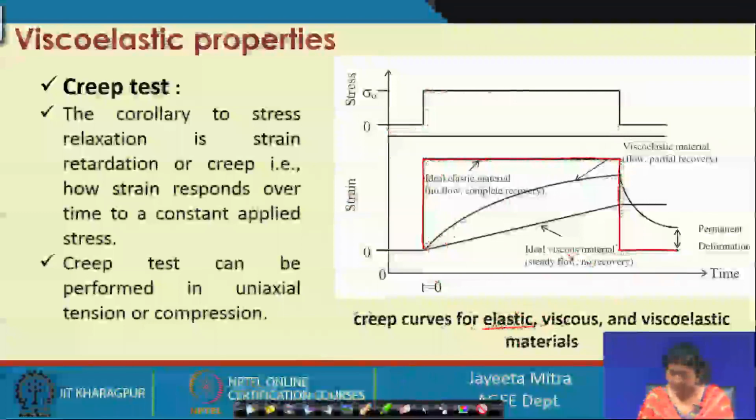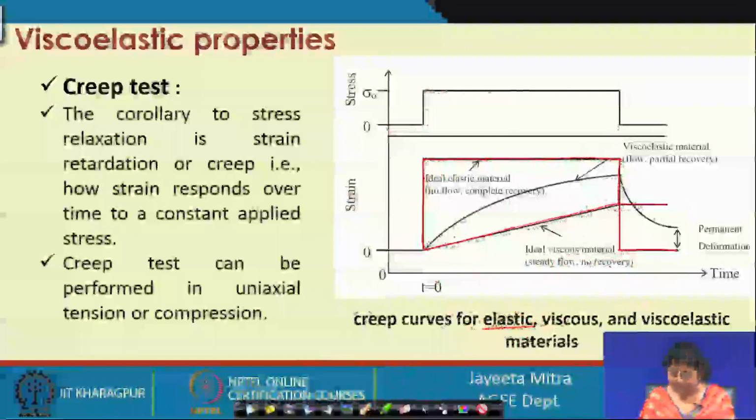Now, an ideal viscous material will show steady flow behavior when the stress is constant. So, strain will increase over time in this fashion, and when we remove that stress, the deformation which has already happened, the flow which has already happened, will remain and it will maintain that. So, the initial condition will not be regained; it will maintain that deformation when we take out the stress.